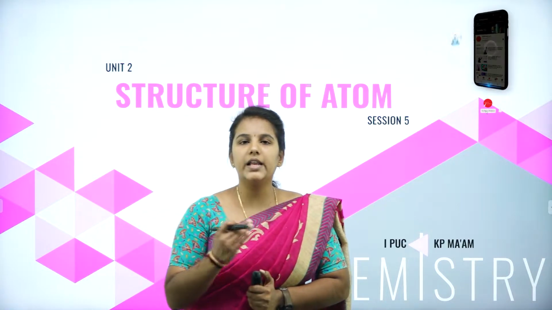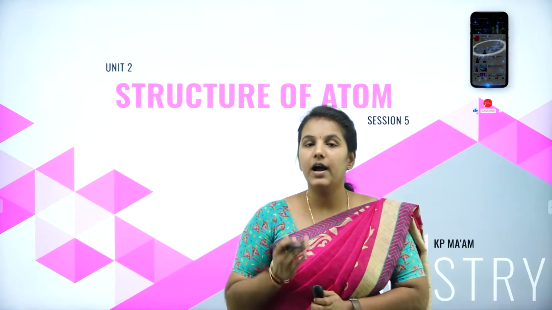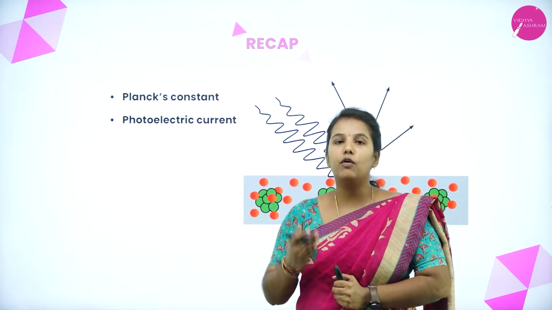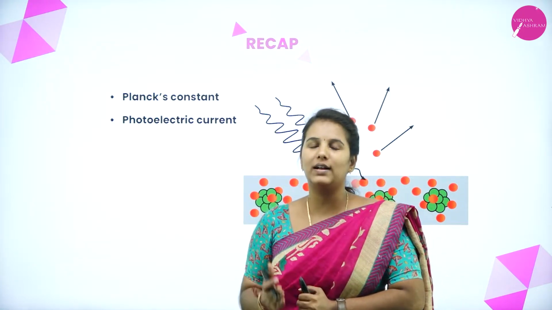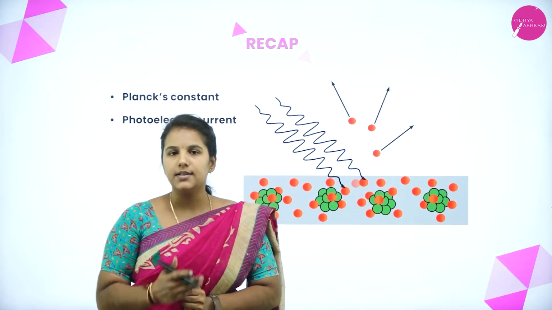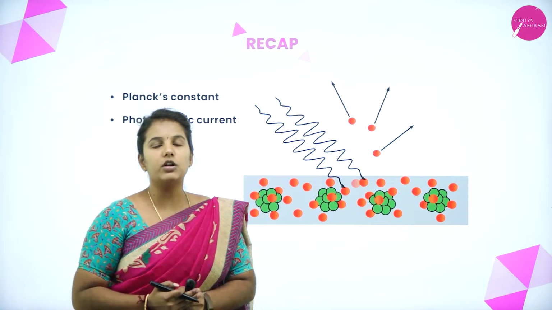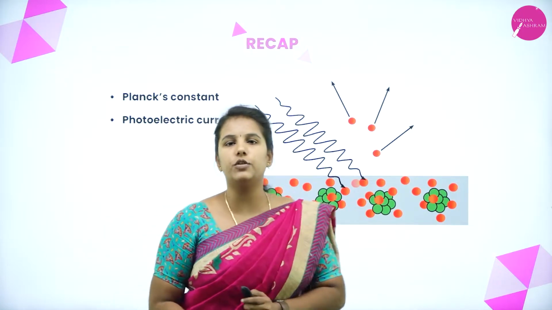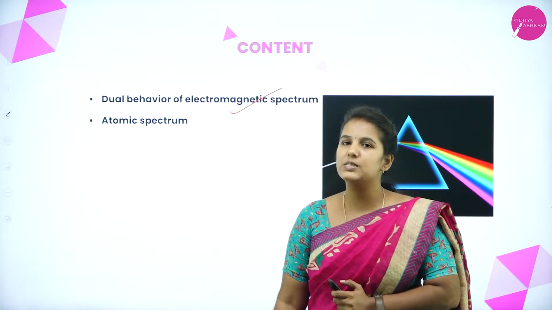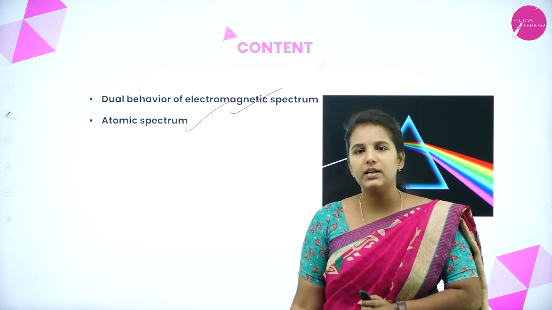My dear students, in our last discussion, we were dealing with the unit called structure of atom. Under that, we also discussed the Planck's constant and the photoelectric effect or the photoelectric current. These two concepts were studied by two different scientists, Planck and Einstein. Today, let us move on to the next topic of this unit, the dual behavior of electromagnetic radiation, and we are also going to discuss the atomic spectrum.